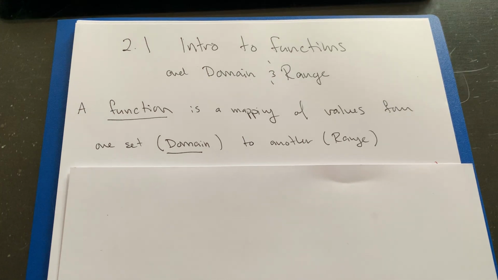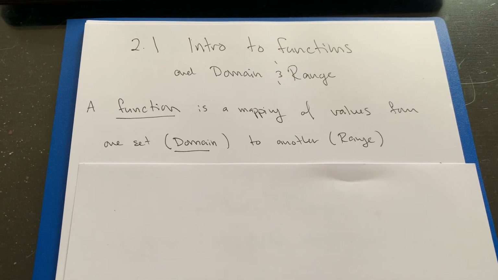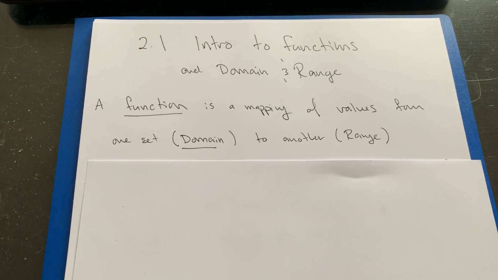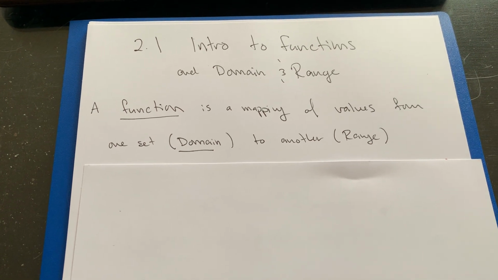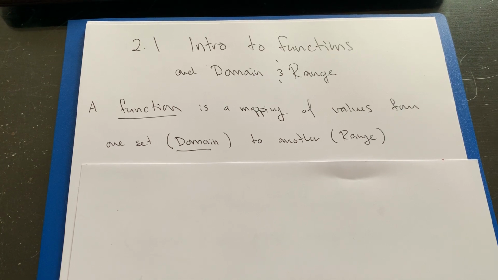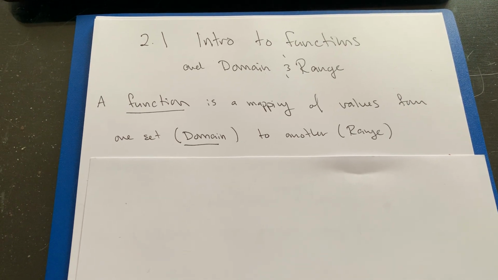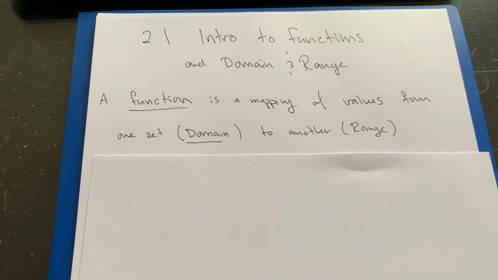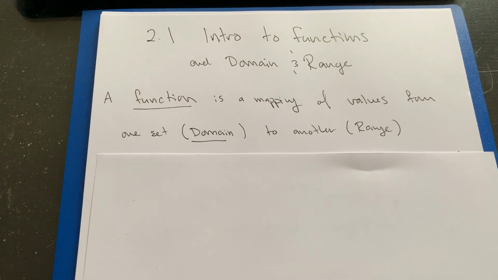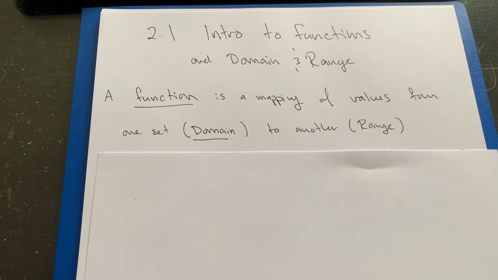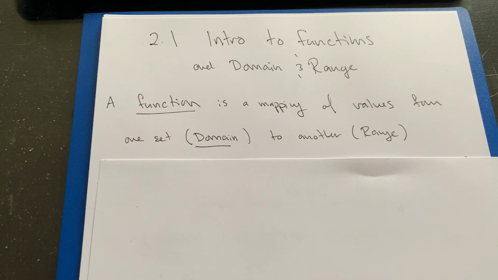A function is a mapping of values from one set, which we call the domain, to another, which is the range. We'll think of this a lot of the time as an input and an output. You put a value in, a starting point, which is a value in your domain, as an input. And then you end up mapping to a second point, which would be an output value, which is in the range.